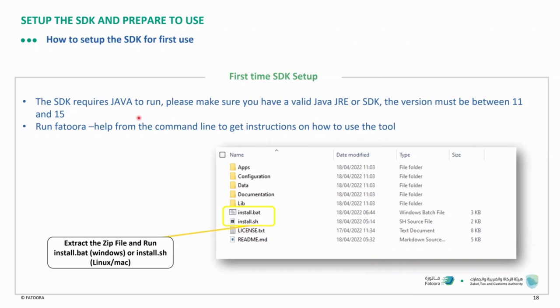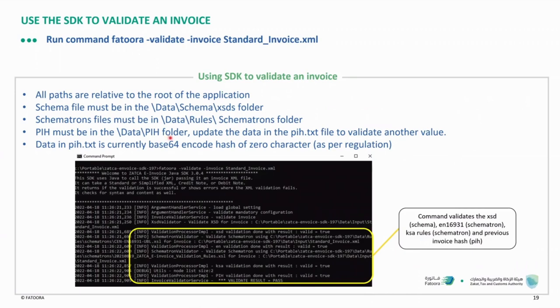Some highlights: your environment has to have Java version between 11 and 15 to run the SDK. You also have a command, FATOORA-help, to give you more information about all the commands and the inputs and outputs for each command within the SDK. We also have some sample commands which are used within the SDK.